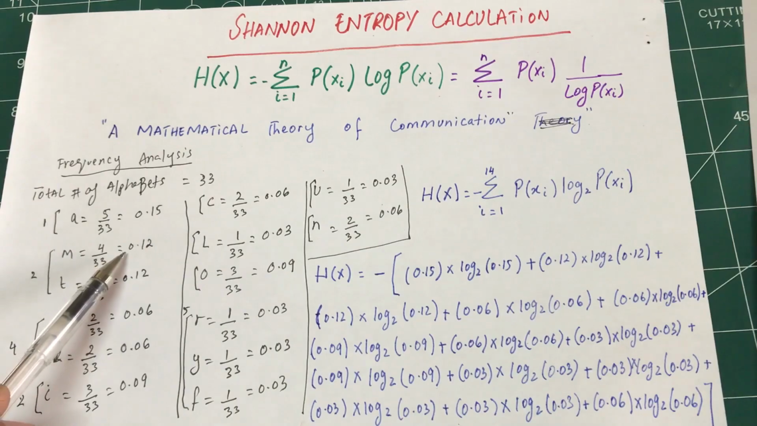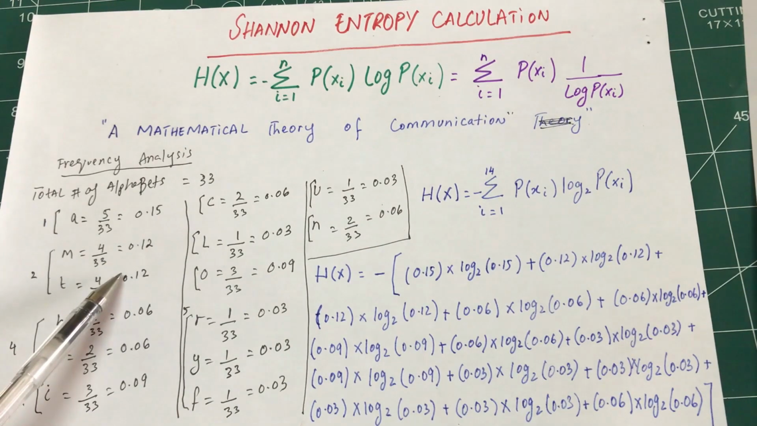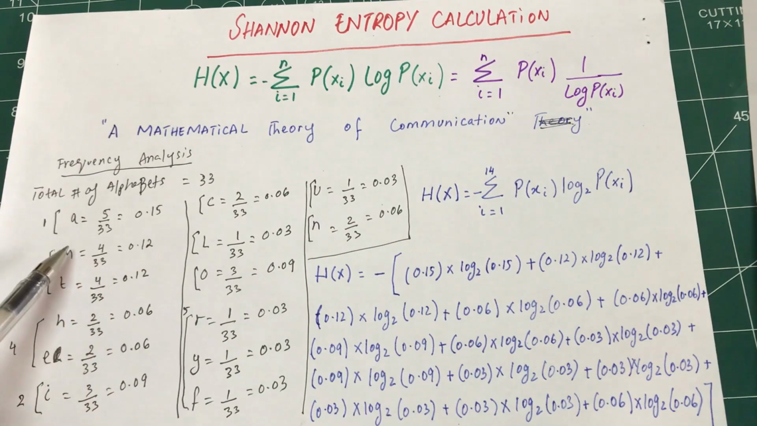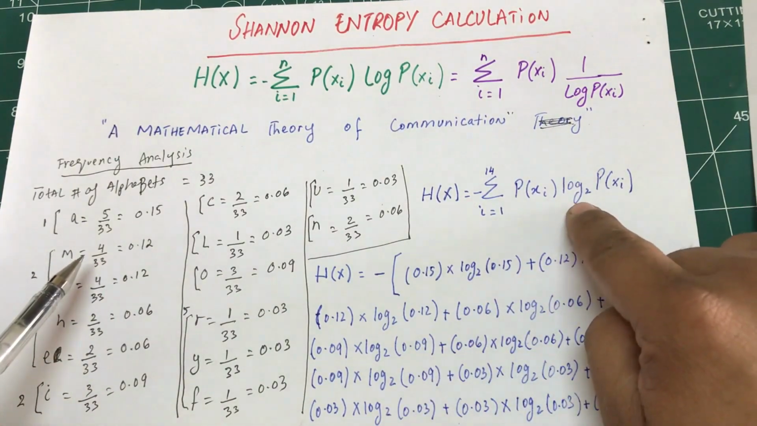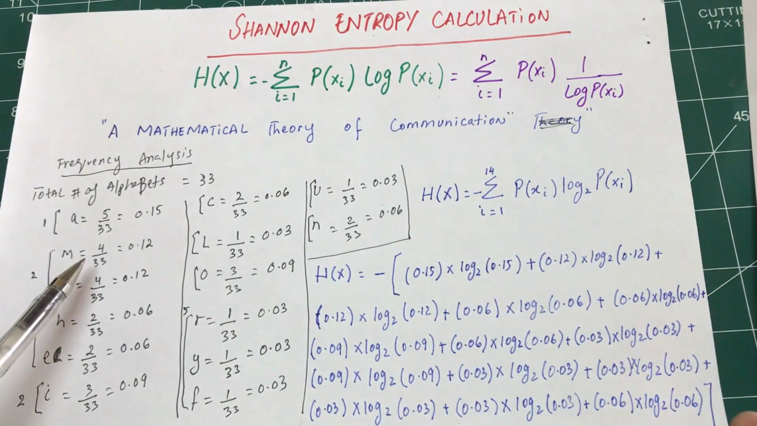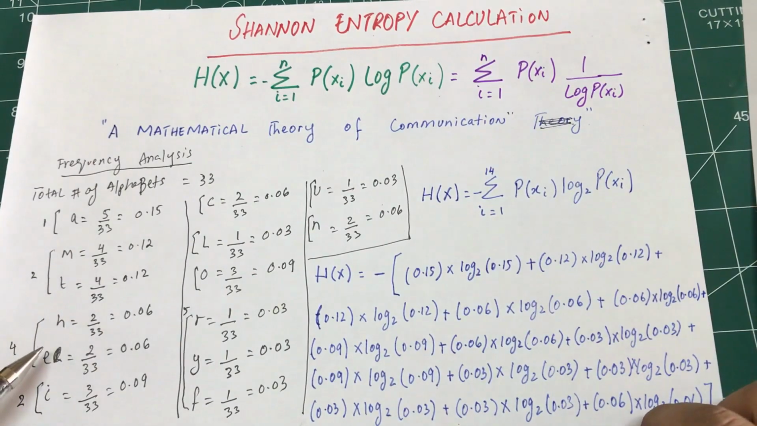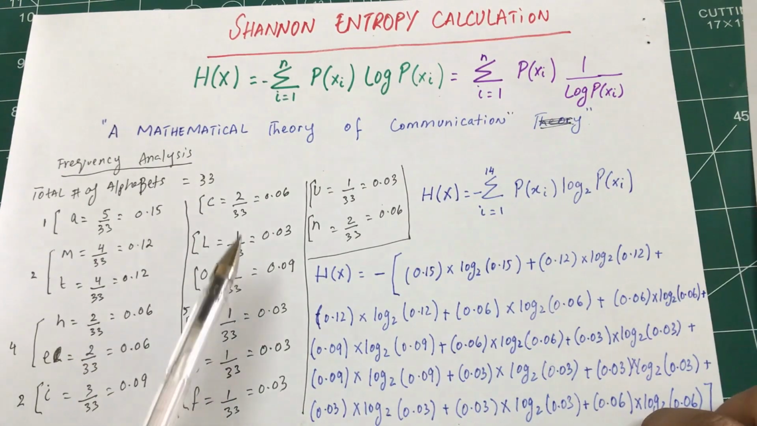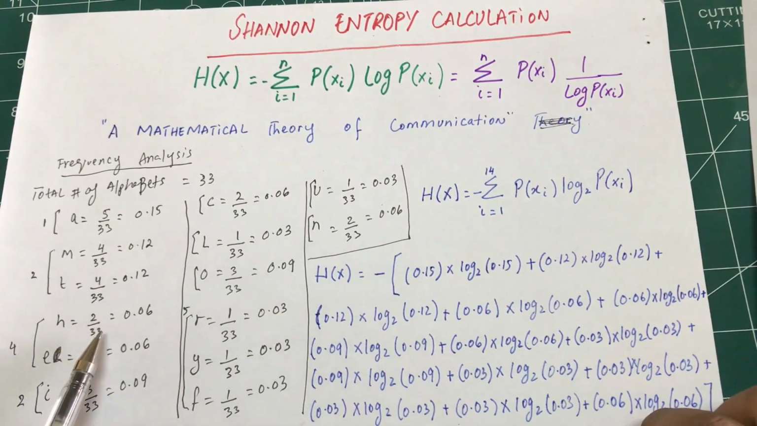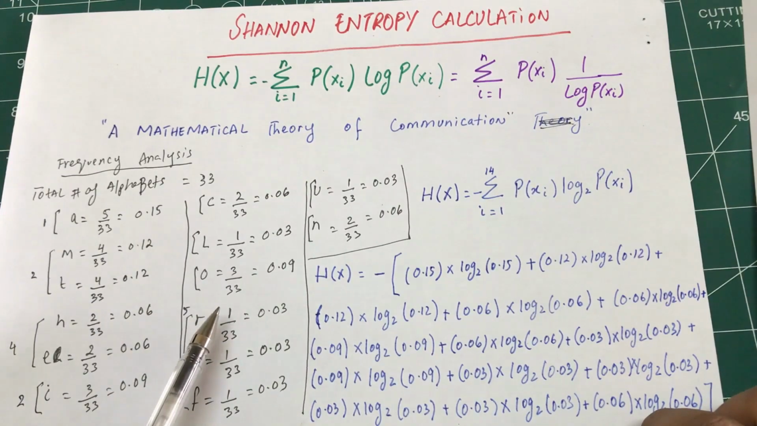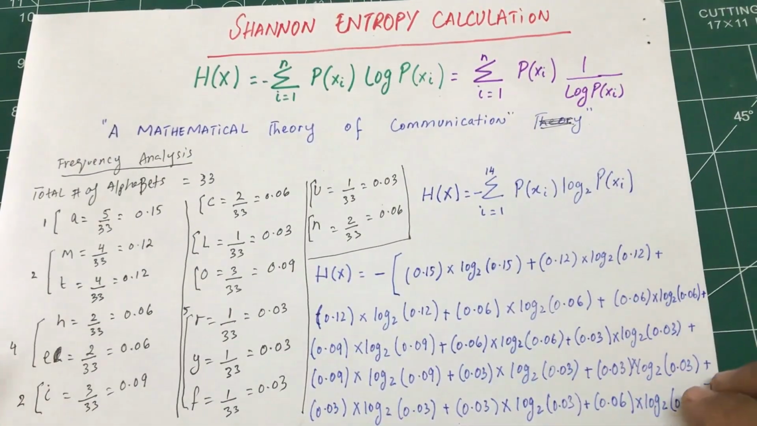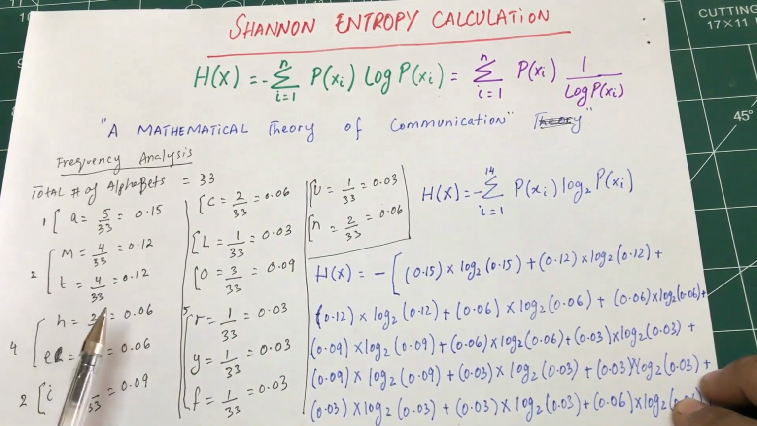But how many times do I get 0.12 probability? Two times. So what have I done? I just plugged in the value, and whatever answer I got, I simply multiplied by 2, ignoring the negative sign. I'm going to bring that negative sign in later. Same thing: I looked at how many times 0.06 has occurred in my frequency analysis table. It has occurred 1, 2, 3, and 4 times. So I calculated one time, and whatever answer I got, I multiplied by 4.